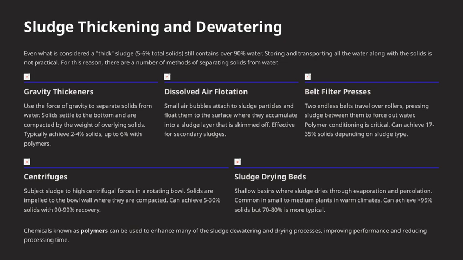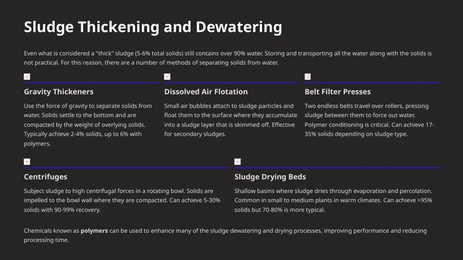Lastly, in smaller or warm climate areas, sludge drying beds are quite common. These are shallow basins where sludge dries through evaporation and percolation. While they can achieve over 95% solids, a more typical range is around 70 to 80%.